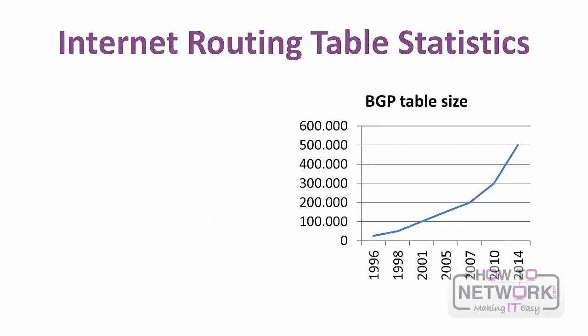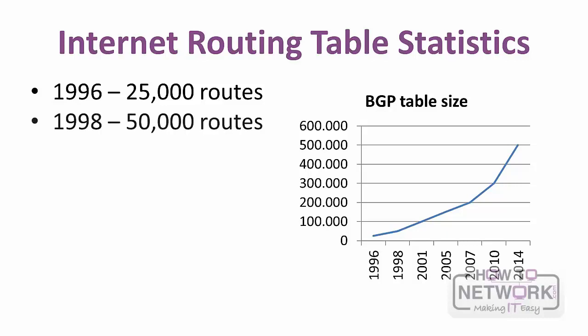This diagram shows the number of networks in the Internet routing table from 1996 to 2014. We can see that the size of the Internet routing table increased rapidly. After initial explosive growth, there was another one back in 2007. In 1996, the number of routes in the Internet routing table was around 25,000. In 1998, it was around 50,000.